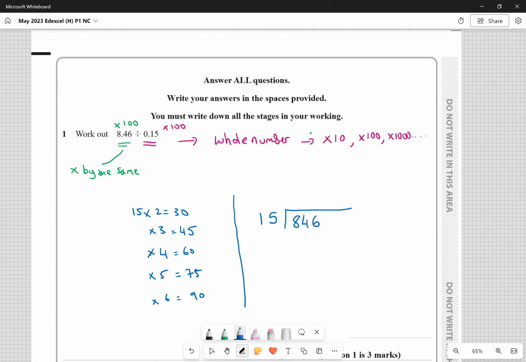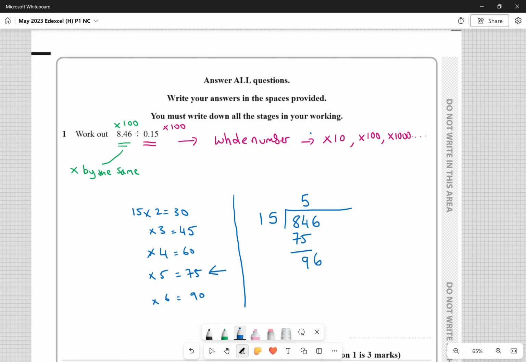And the reason I've stopped there is because the first number that we're going to divide, obviously 15 doesn't go into 8, so 15 into 84. And we can say that we can do 15 times 5, but we can't do 15 times 6 because it's too big. So that number there is going to be 5. And 15 times 5 is 75, so we'll put that there and we will subtract, and 84 take away 75 is 9. We'll bring down the next number, 15 into 96.